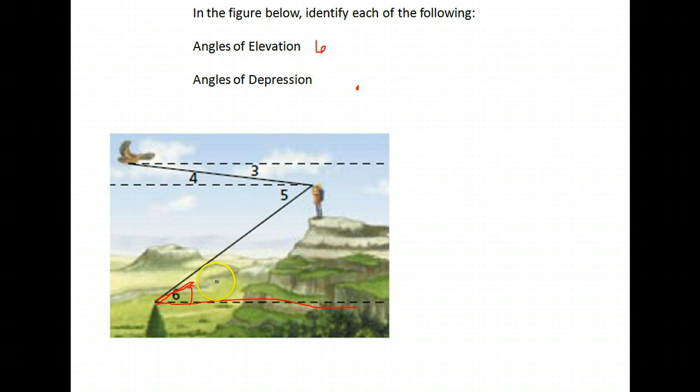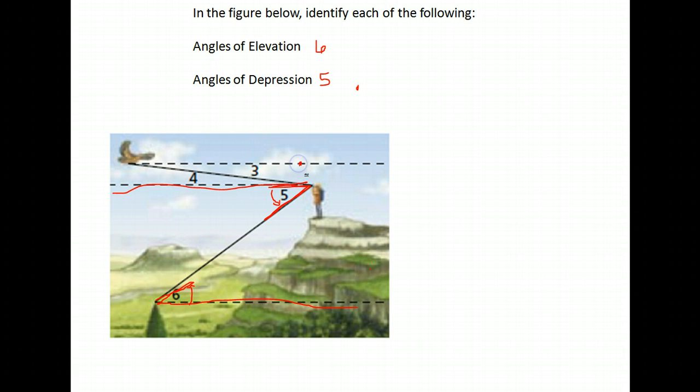Right? Any more horizontal lines as we go up through the picture? Here's a horizontal line. Notice it has two different angles associated with it. There's the angle 5 down here, which is formed by looking down from that horizontal. Downward is an angle of depression. So angle 5 would be an angle of depression.